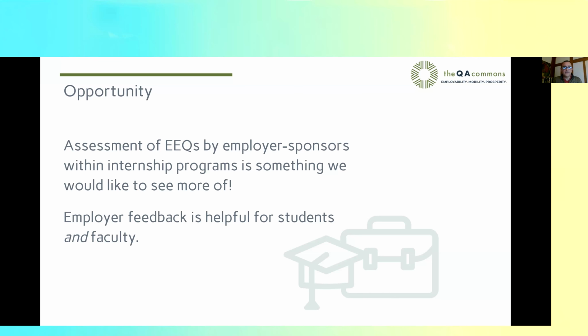But also it can help the program figure out if there are any trends and gaps that their students are experiencing as they go out in the workforce. And so we really encourage that, and we think it's really useful for employers to do. And we've seen some examples of programs that provide rubrics for employers to fill out and kind of coach the students after the internship's over as to how they did and what they need to work on and what they did really well, and then also provide that to programs.